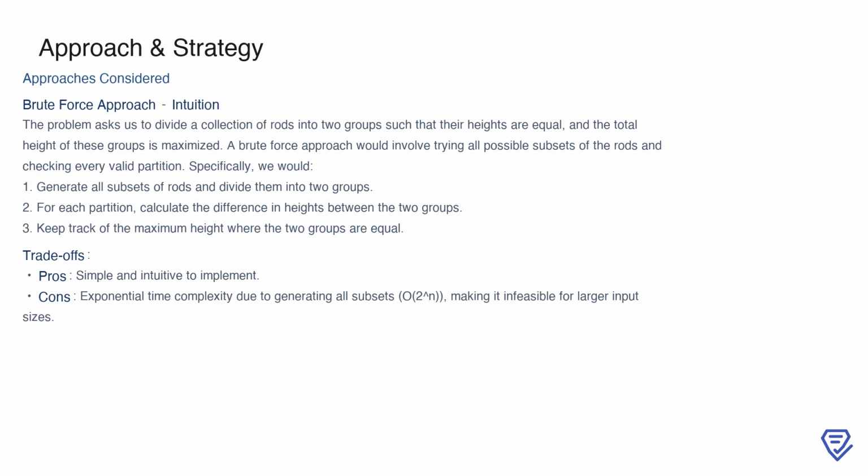For each partition, we calculate the difference in heights between the two groups, and if the difference is 0, we track the maximum height achieved. While this approach is simple and easy to understand, it comes with significant drawbacks.